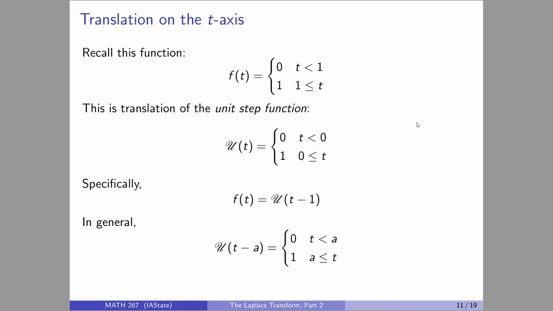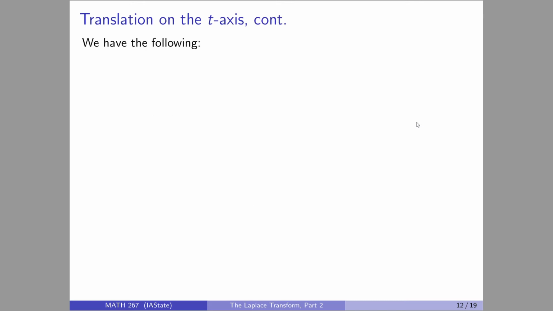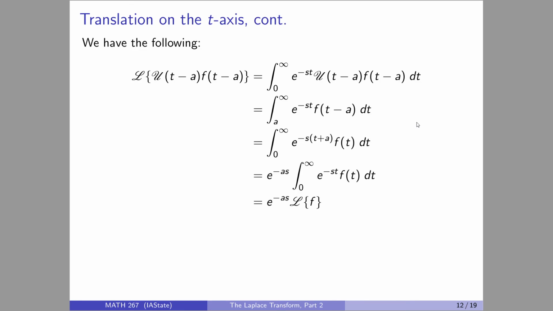So where e to the at translated the s-axis, we're going to see that this function translates the t-axis. So let's see that in action. Specifically, if we were to look at f of t minus a times the unit step function, t minus a, and plug that into our Laplace transform, we'd get this. Note, this function does not activate until a and beyond, and when it does, it's just 1, so it kills off all of the integral up until a, and so we get this.